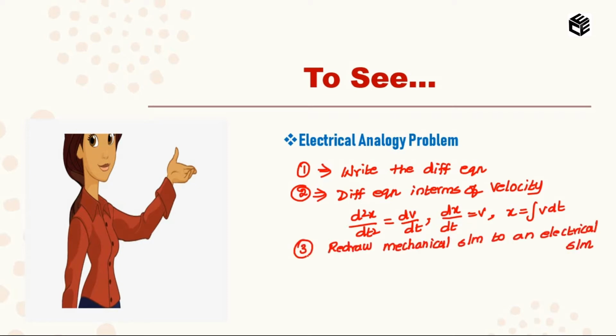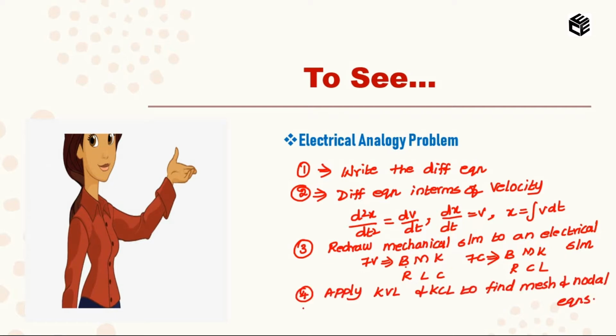Our third step is we are going to redraw the given mechanical system as an electrical system with the help of the replacements, that is force-voltage and force-current replacements. So for force-voltage, BMK is replaced by RLC, and for force-current, BMK is replaced by RCL. Our last step is we will be applying Kirchhoff's voltage law and Kirchhoff's current law to find mesh and nodal equations. Okay, so let's start solving the problem.